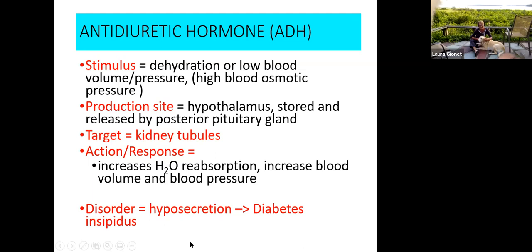Disorders associated with antidiuretic hormone is a hyposecretion disorder called diabetes insipidus. Do not confuse with diabetes mellitus 1 and 2. That's something else. Diabetes insipidus means you have low levels of antidiuretic hormone. So you have problems essentially concentrating your urine.